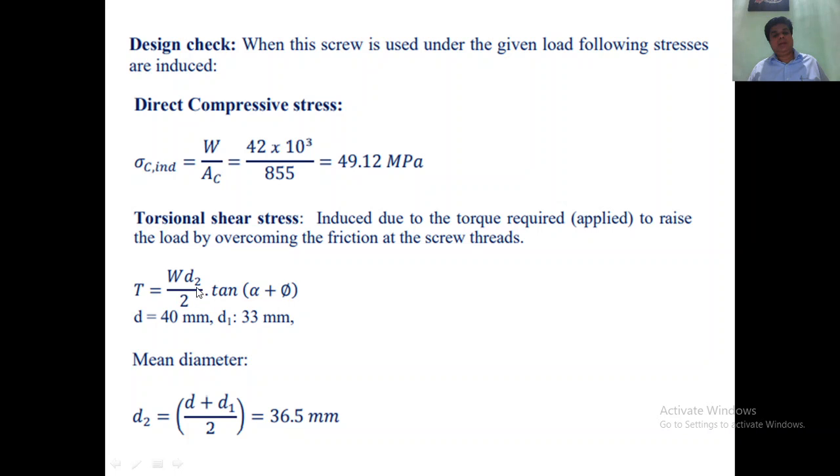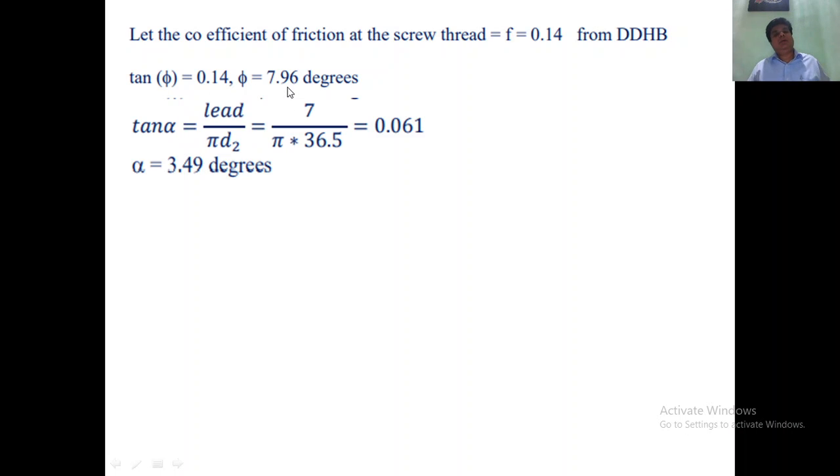So the mean diameter D2 you substitute, along with the weight, where the load is known. Then alpha and phi are known here. The friction angle phi you can get from the coefficient of friction. That data will come from the data handbook for this particular square thread of given diameter and pitch. The coefficient of friction will be 0.14. Once the coefficient of friction is known, the friction angle phi can be found out. And once phi is known, you can calculate the helix angle also.